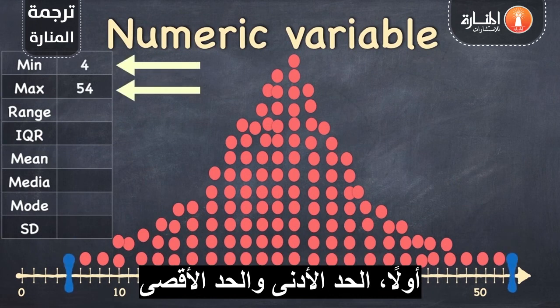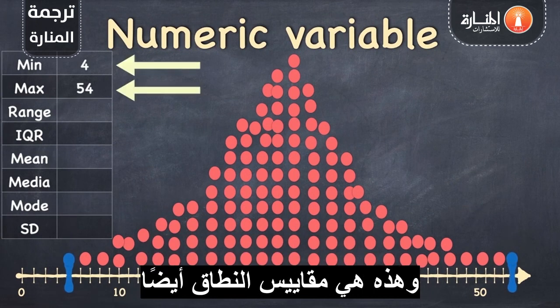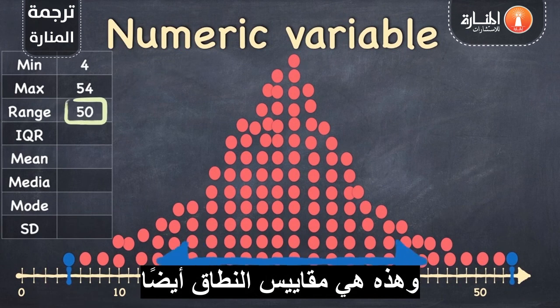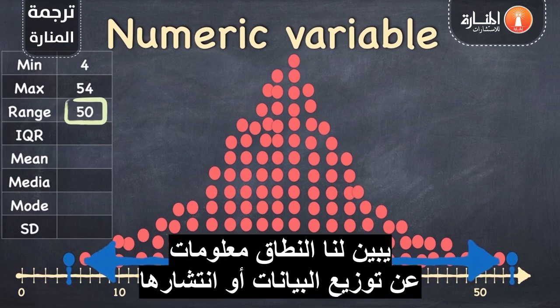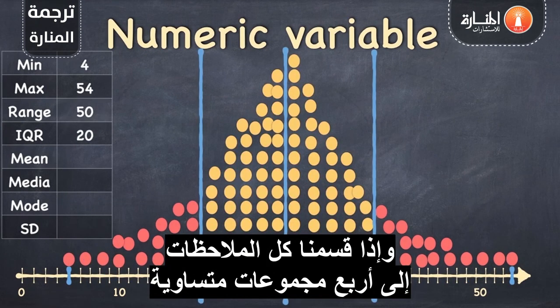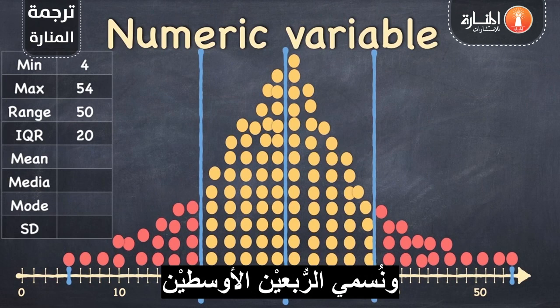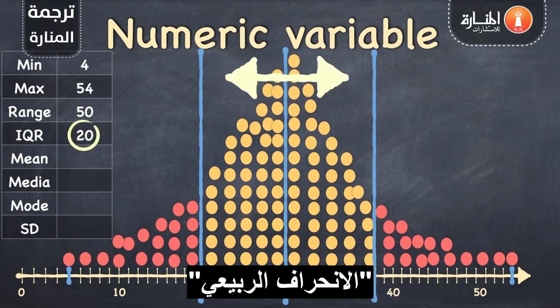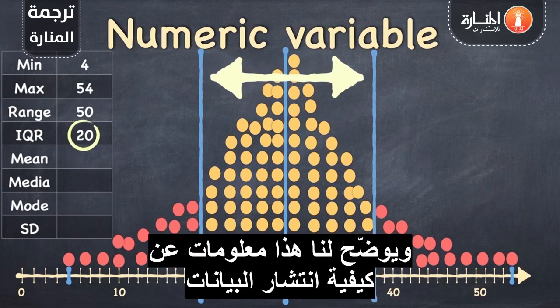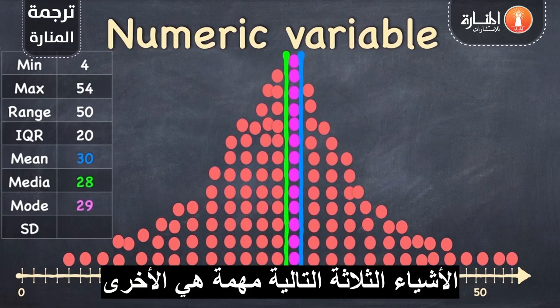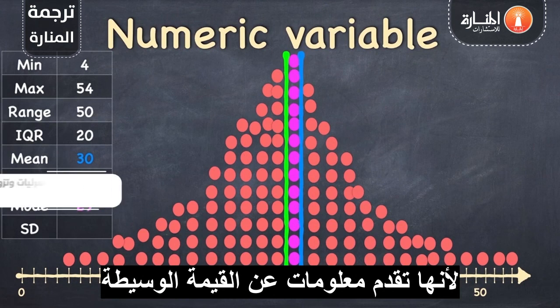Firstly, the minimum and the maximum values, and these also happen to be the parameters for the range. The range tells us a little bit about the distribution or the spread of the data. If we divide all of our observations into 4 equal groups, each of those groups will of course contain a quarter of all the observations, and we call the 2 middle quarters the interquartile range. This again is telling us something about how the data is spread out. Now the next 3 are interesting because they're trying to tell us something about the middle of the data.